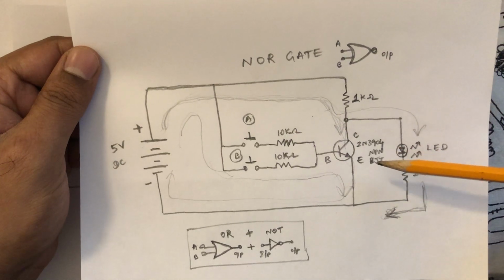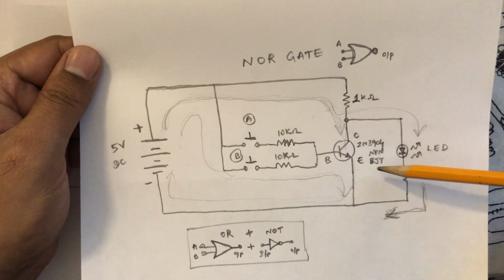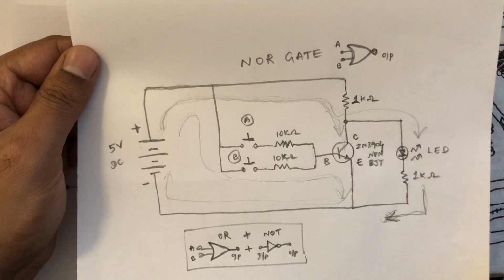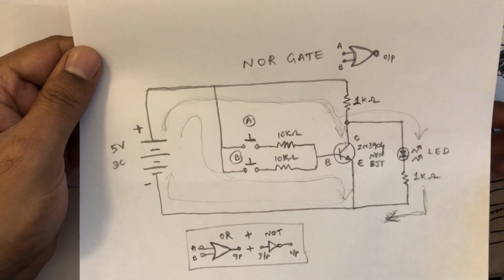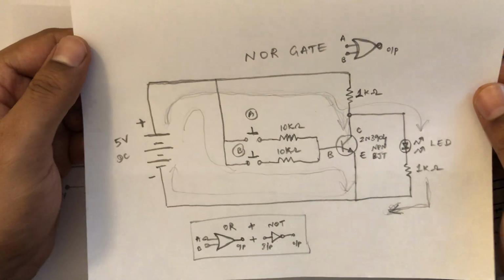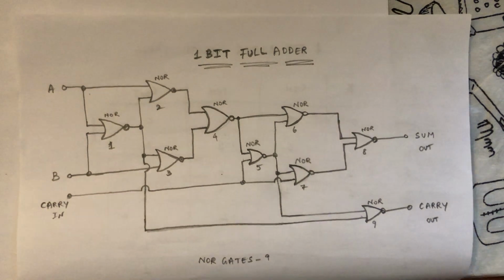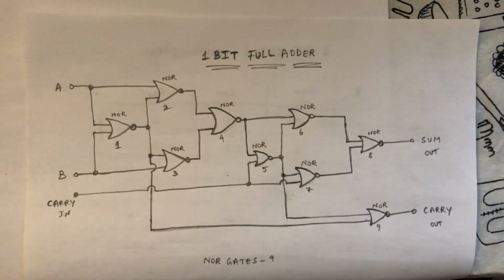It's an NPN bipolar junction transistor, and with this gate, I'm going to show how we could create a binary adder, and then I will also demonstrate that using a circuit that I have here.